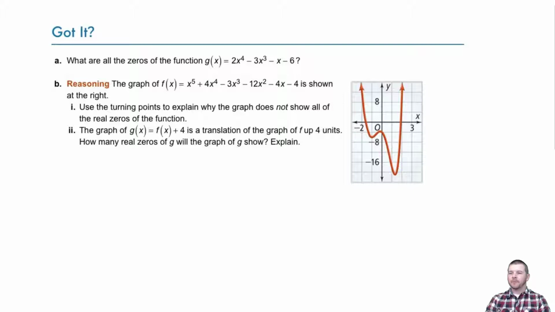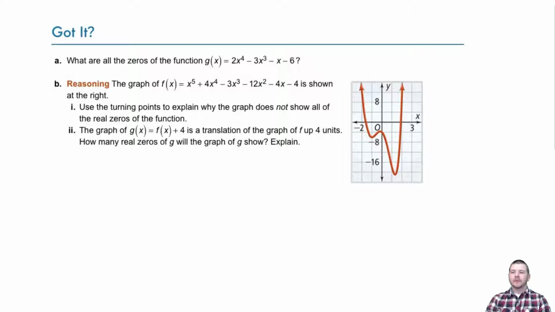Your turn. Part A. What are all the zeros of the function g of x equals 2x to the fourth power minus 3x cubed minus x minus 6? And part B, a reasoning item. The graph of f of x equals x to the fifth plus 4x to the fourth minus 3x cubed minus 12x squared minus 4x minus 4 is shown at the right.